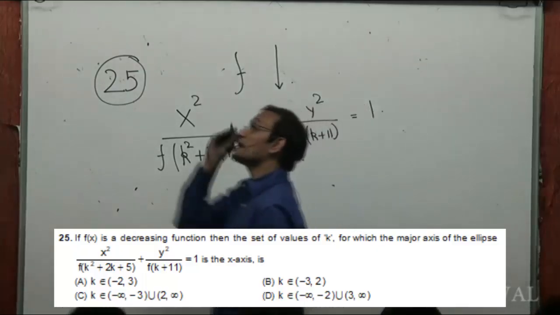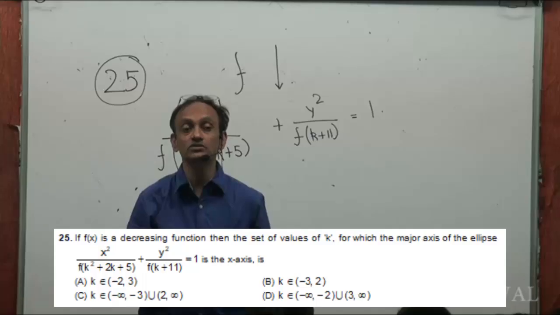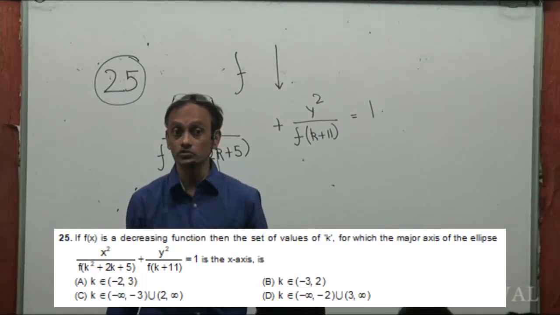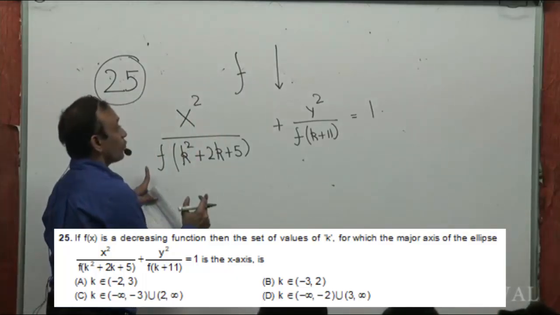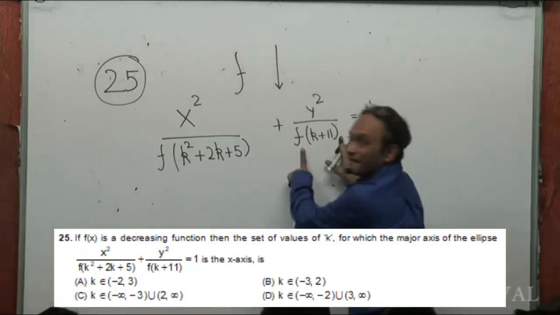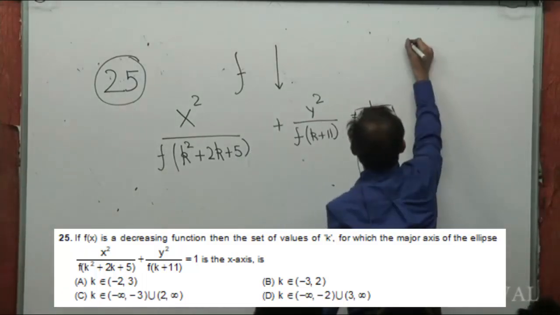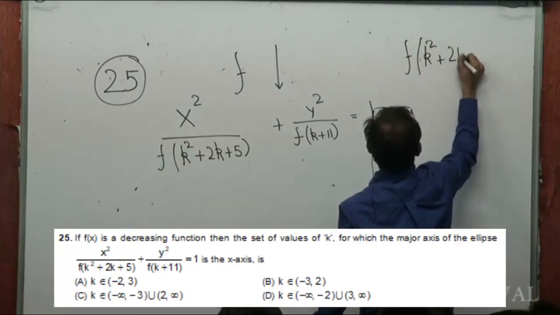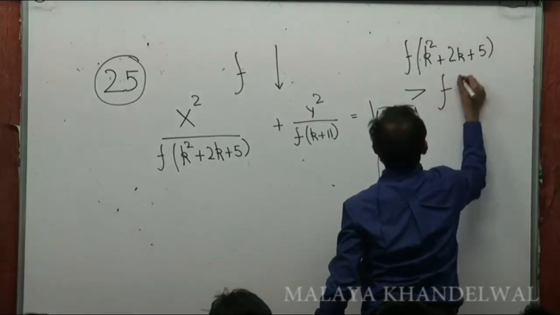Now we want the major axis to be the x-axis, that means the line y equal to 0. If we want the major axis to be the x-axis, this denominator must be greater than this. That means f of (k squared plus 2k plus 5) must be greater than f of (k plus 11).